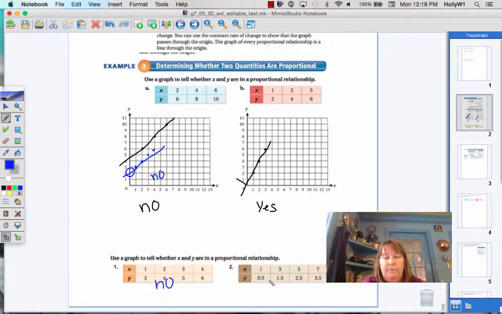All right, let's look at this one. Now don't freak out because there's decimals in this. We can say y is 1, and we can go up to half, which should be about halfway between 0 and 1. 3 is 1.5, so that's right there. 5 is 2.5, that's about right there. And 7 is 3.5, about right there. And if I draw a line, you will notice that it does go through 0. So that is a proportional relationship.